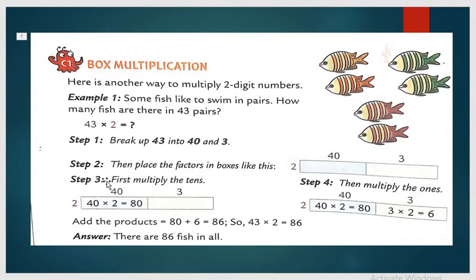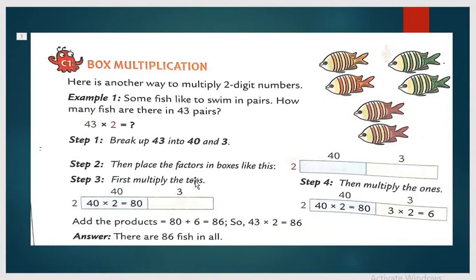Then what is step number 2? Step number 2 is to place the factors. See, 43 multiplied by 2, these are both the factors. We place the factors in boxes like this. Understood? Here, all students, first of all we draw the table. Then we cut the number first: 40 in one box and 3 in the next box, so 40 and 3. The pair of fish is 2, so we put it in the empty place there.